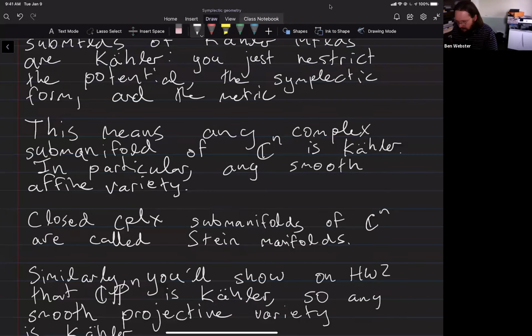In general, closed complex submanifolds of C^n, and when I say closed, I don't mean compact, I just mean closed as a subset, are what are called Stein manifolds. These are the analytic version of smooth affine varieties. They play a pretty important role in, for example, symplectic geometry.